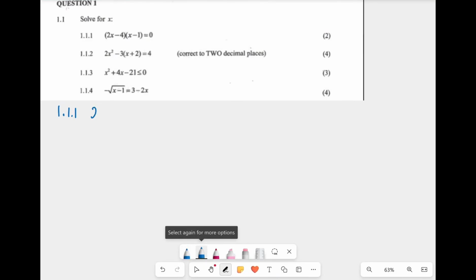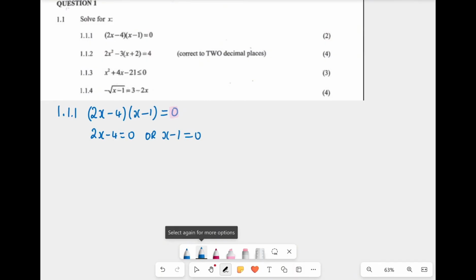1.1.1. We are given (2x − 4)(x − 1) = 0. So here we can see that the product is equal to 0, so there is no need to multiply out the brackets. If the product is equal to 0, that means 2x − 4 = 0 or x − 1 = 0.